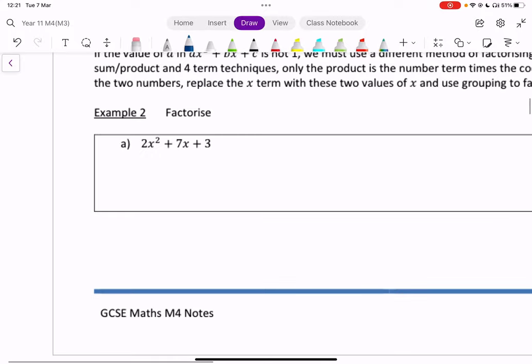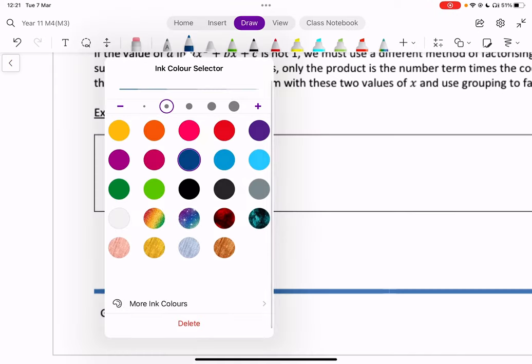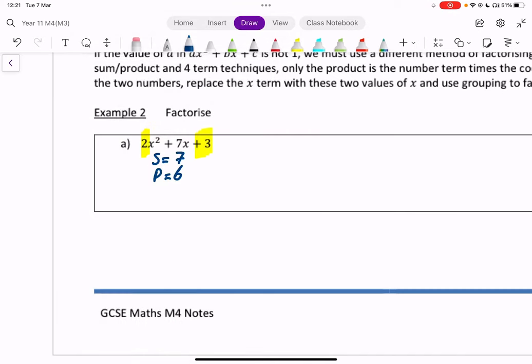The sum and product method gives us a way to split this up so that we can factorize it. Your sum is the number of x's, so in this case there's 7 x's. Your product, P, is this number times this number, so 2 times 3, which is just going to be equal to 6. So what you have to do is go through all the ways that you can get an answer of 6.